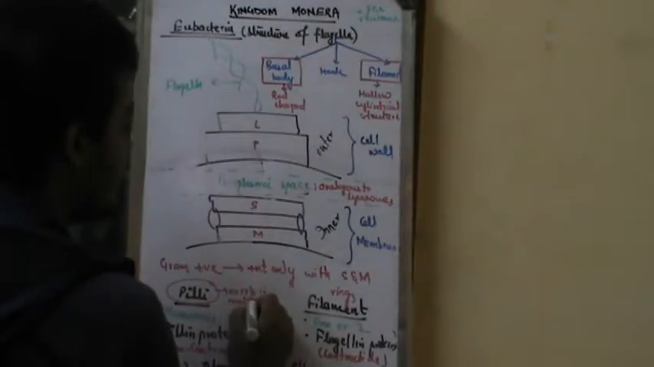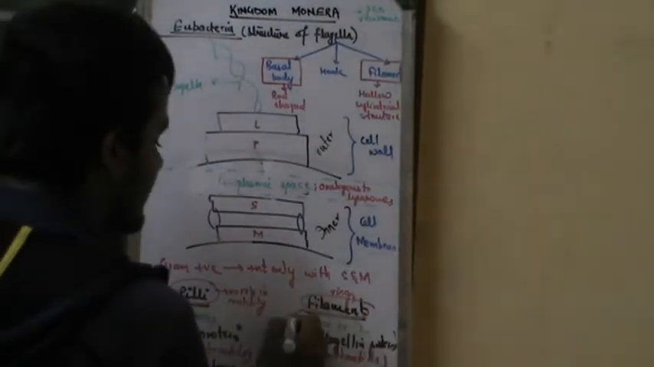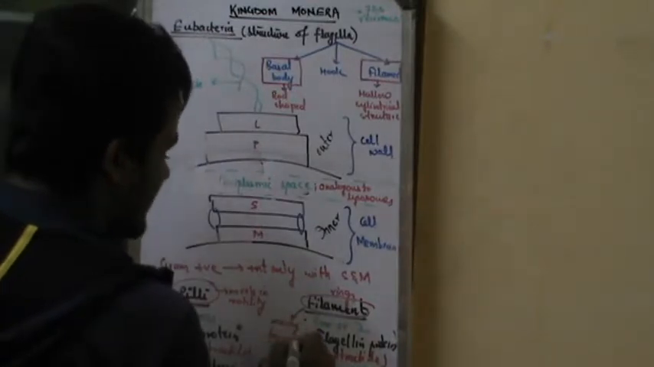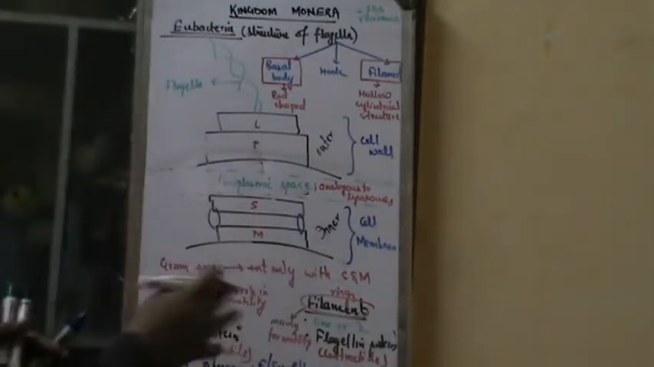हमेशा के हमेशा याद रखना. Pilli plays no role in motility. But filament, the main function is motility, mainly for motility. ठीक है? Or yeah, there is one thing. This is going to be pilli, filament.